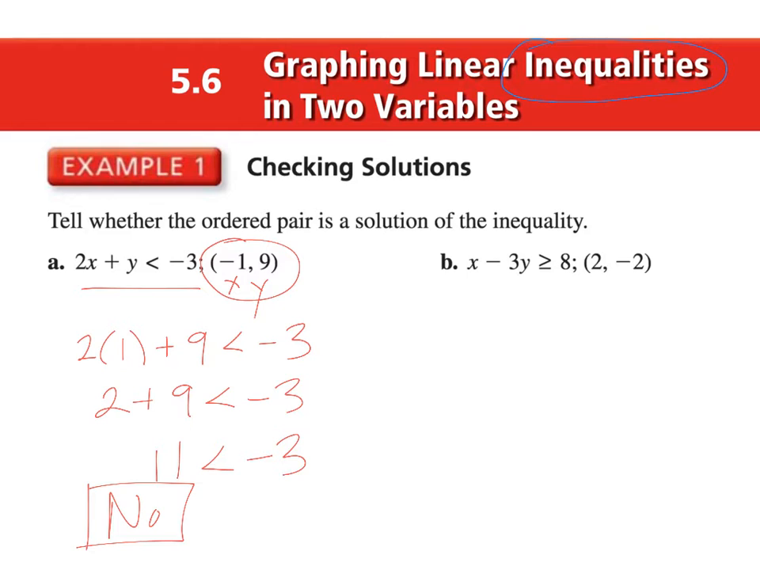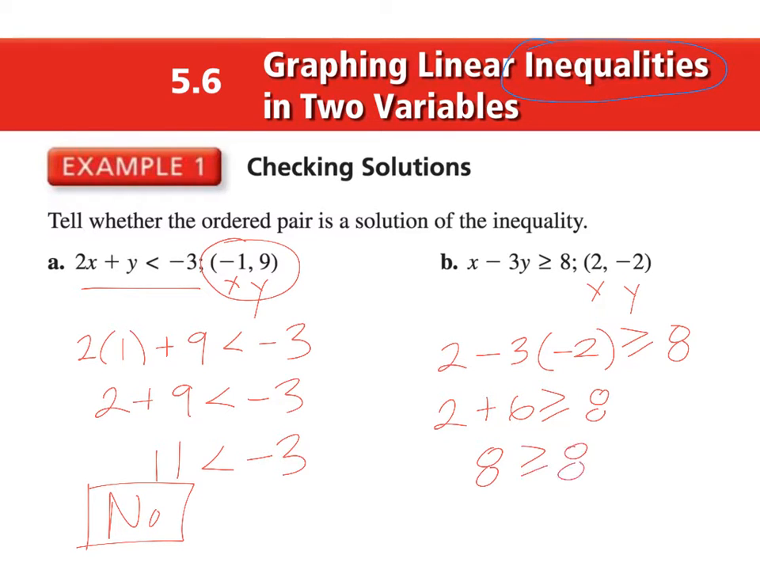All right, going on to the next. Same thing again, x and y. Plug those values in. I have 2 minus 3 times y, which is negative 2, is greater than or equal to 8. So I have 2 plus 6 is greater than or equal to 8. I get 8 is greater than or equal to 8. Well, it's not greater than, but it is equal to. So that's true. And the answer would be yes.